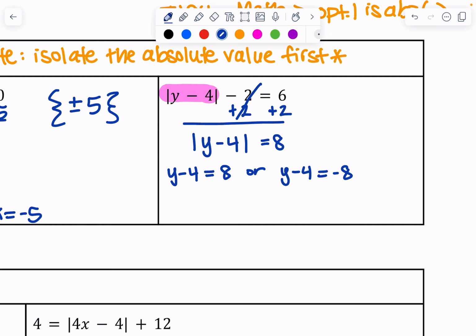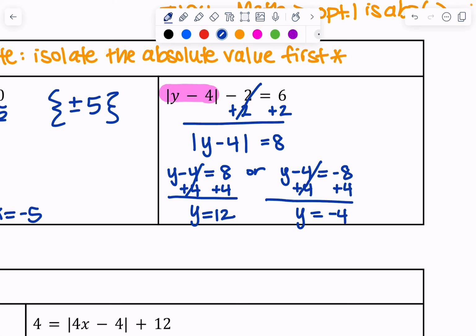Now we're not done because we still need to find y. And so to get y for this first one, I'm going to add 4. And I get from my first solution that y equals 12. And then for the second one, I also need to add 4, but this time we're adding it to negative 8. And for my second solution, I get y equals negative 4. So if I write that as a set, that would be negative 4, comma, 12.